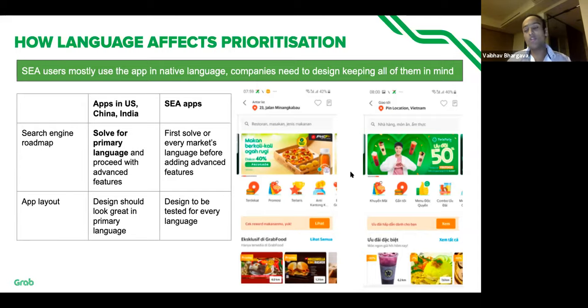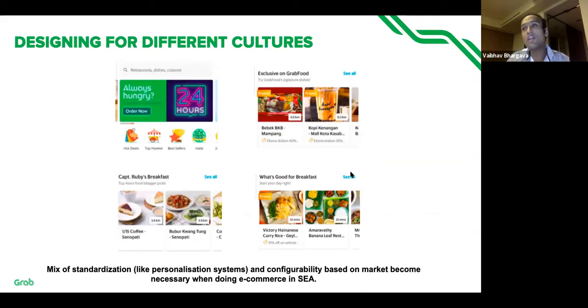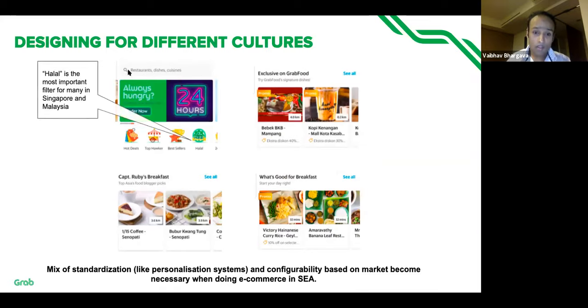Another thing I would like you to appreciate is how you design for different cultures. There's a reason we spoke about the diversity of population earlier. Let's take an example. This is a screenshot of the app in Singapore. Now, a filter like halal food is probably the most important filter for this market. Why? Because Singapore has a 15% Malay population, which is predominantly Muslim. And this filter is maybe not so important in the Philippines.